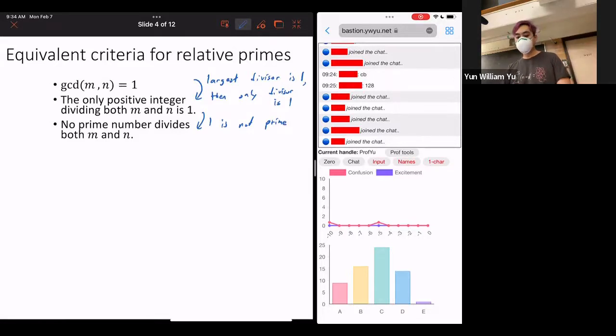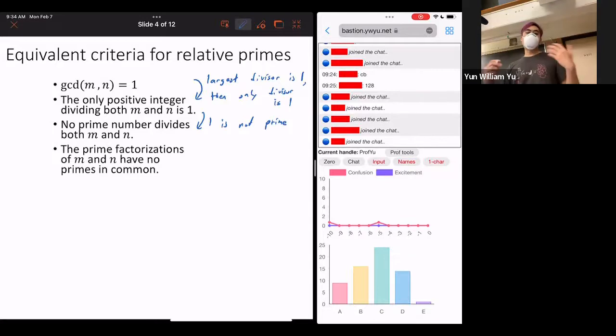Of course, that also means that the prime factorizations have no primes in common, because if the prime factorizations had any primes in common, then the greatest common divisor would include it, and that would be a prime number.